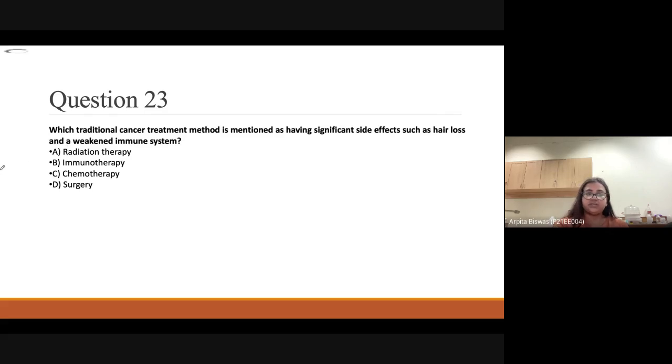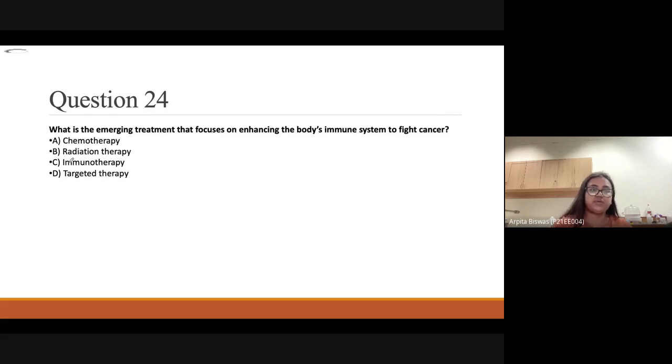So what is the right answer? Chemotherapy is the right answer. Okay, option C. Next, move toward question number 24. What is the emerging treatment that focuses on enhancing the body's immune system to fight cancer? First option is the chemotherapy, second is the radiotherapy, third option is the immunotherapy, and option D is the targeted therapy.